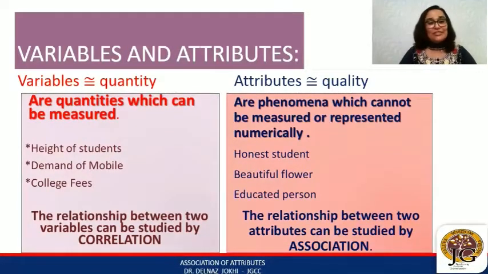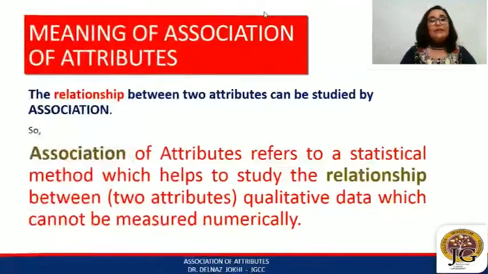association. So see, I have indirectly introduced the two terms for you. First is attribute, which means quality, as you see over here, and association. So what is the meaning of association of attributes? Let's study that now. The relationship between two attributes can be studied by association. तो हमने ये देख लिया.